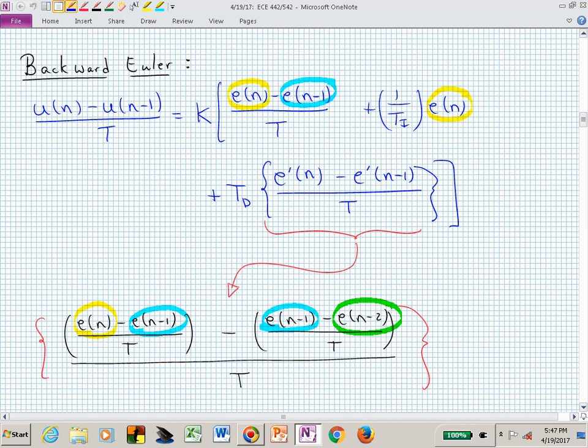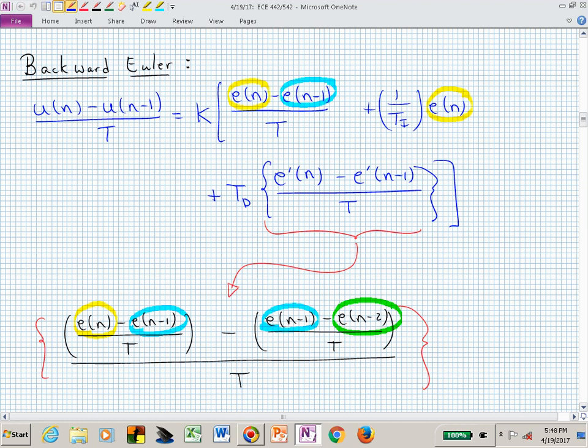But to do that algebra, what I've done is highlight the common error terms at a particular time index. The yellow highlights represent the pieces of the right-hand side formula that involve e at the present time, the error at the present time. The light blue is keeping track of those terms that are the error signal one sample period before now. And the green highlight, I only have one of those, is the error at time n minus 2.